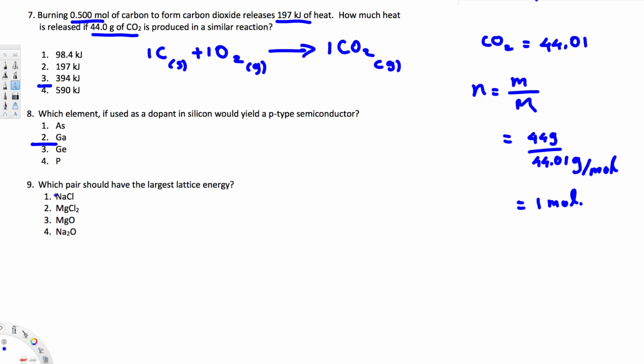Now let's look at the third question. Which pair should have the largest lattice energy? To find the largest lattice energy, we use this equation, that is energy is directly proportional to Q1 Q2 over R. Now let's look at the answers.